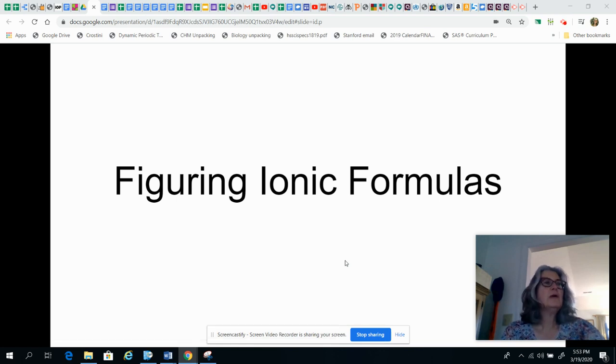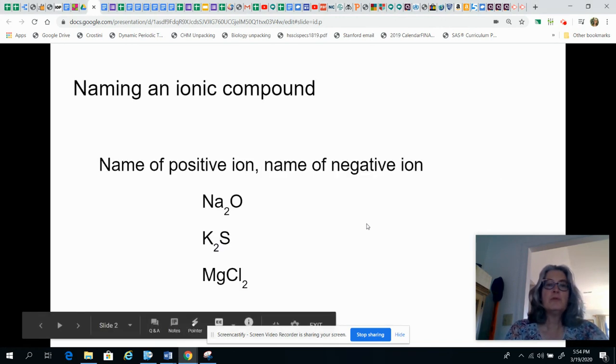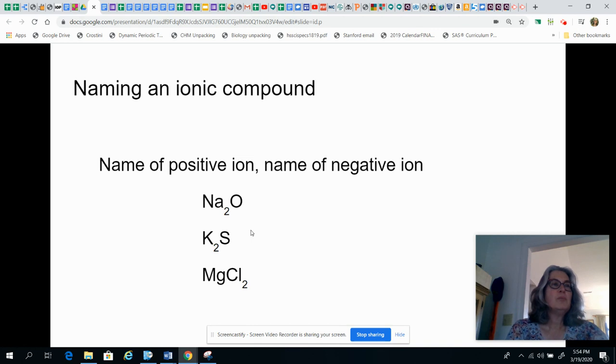All right, yesterday you looked at formulas of binary ionic compounds and wrote their names. And the name is the name of the cation and the name of the anion. Ignore any numbers in the formula. There's a rhythm to them. Sodium oxide, potassium sulfide, magnesium chloride.